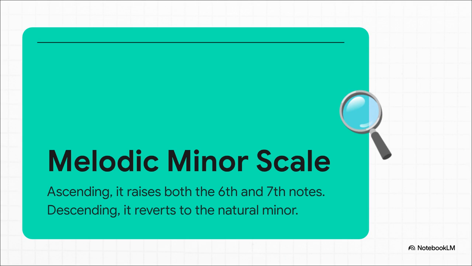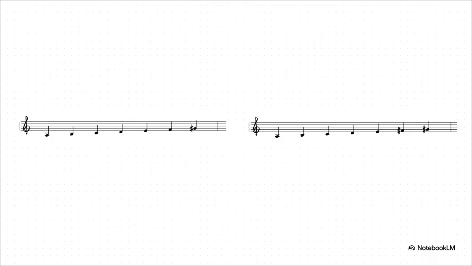But here's the cool part. On the way back down, you don't need that strong pull to the tonic anymore because you're moving away from it. So the scale just reverts back to the plain old natural minor. And you can really see the fix right here. On the left, there's that clunky jump in the harmonic minor from F to G sharp. But on the right, in the melodic minor, raising the F to an F sharp gives you this beautiful, even, stepwise motion. It's just a really elegant solution to that melodic problem.